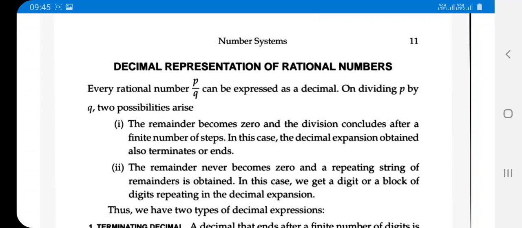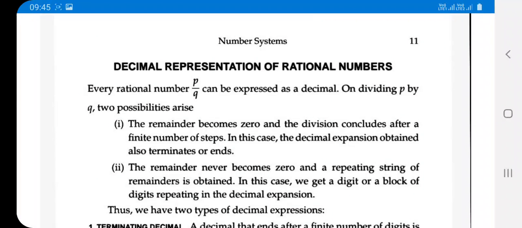On the topic of decimal representation of the rational numbers. So the students of class 9, are you ready? Yes. Yesterday we discussed the different numbers. Today we discuss the decimal representation of the rational number.